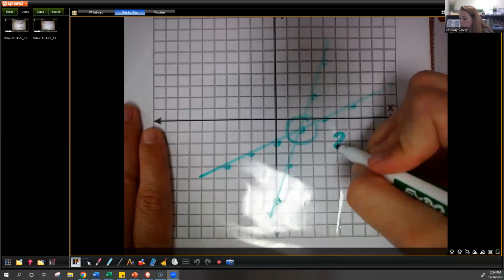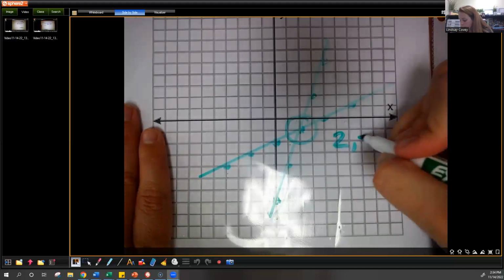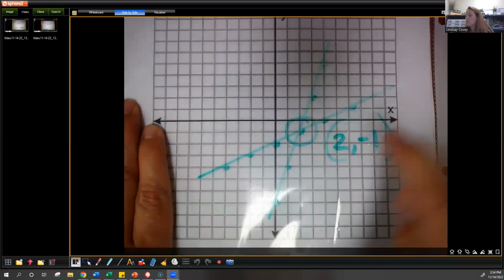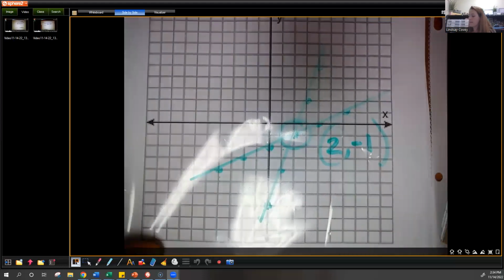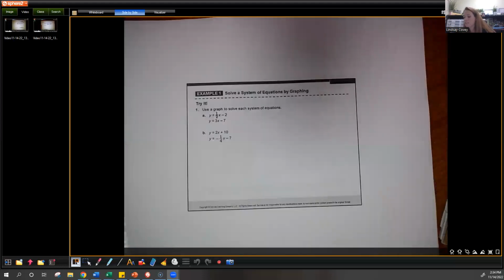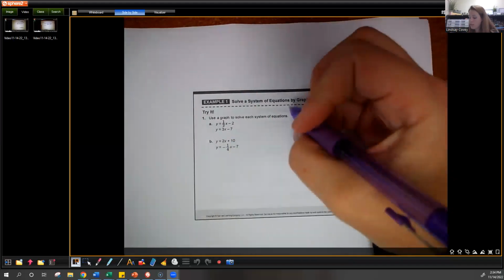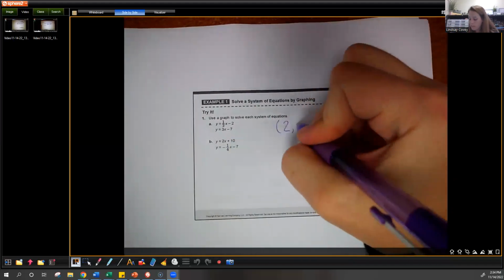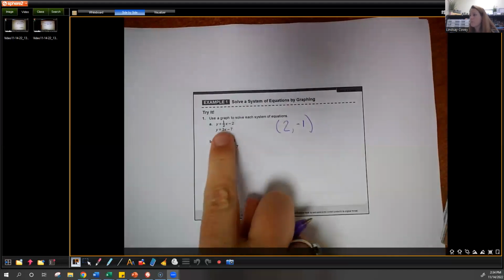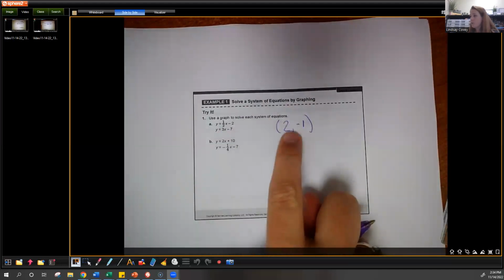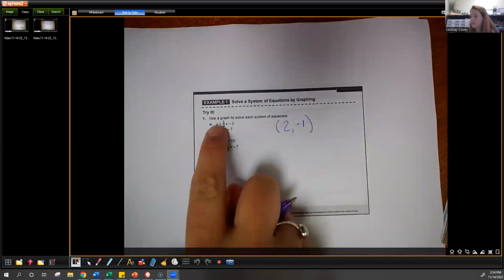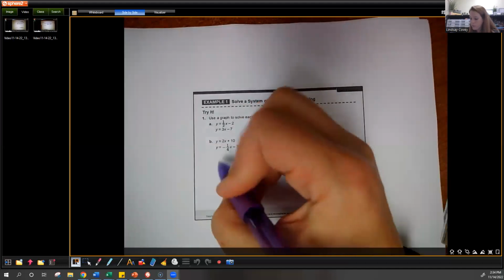-1. So my solution is (2, -1), but I have to check it. So I found when I graphed this equation, it was (2, -1). And I can plug this ordered pair into these equations to see if it is true.